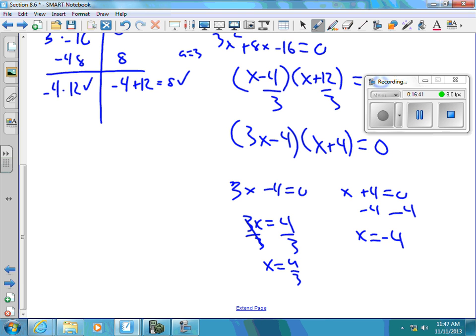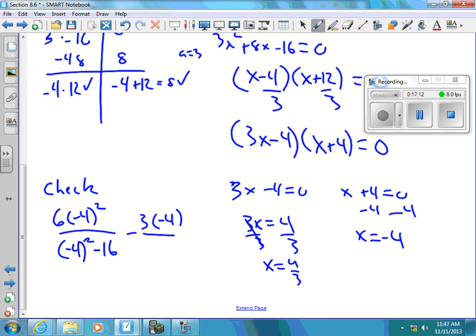So we should check these. We check them. We plug in negative 4. We get 6 times negative 4 squared over negative 4 squared minus 16 minus 3 times negative 4 over negative 4 plus 4 equals 4 over negative 4 minus 4. And we should see issues right here.